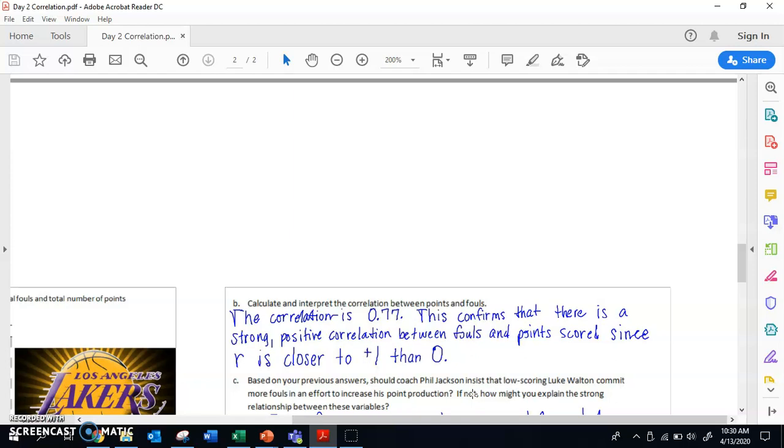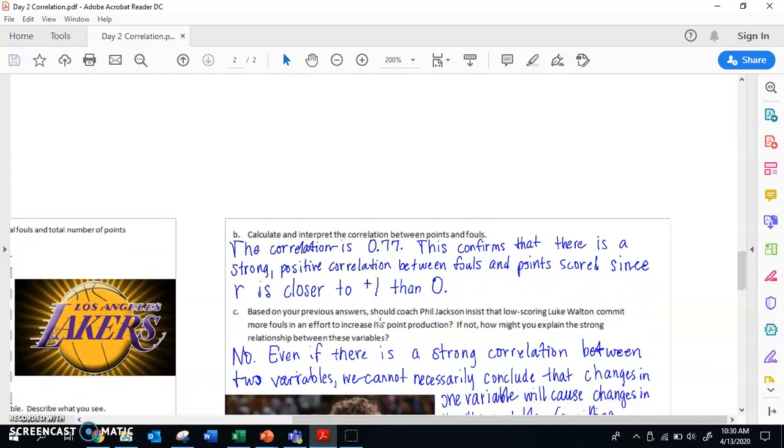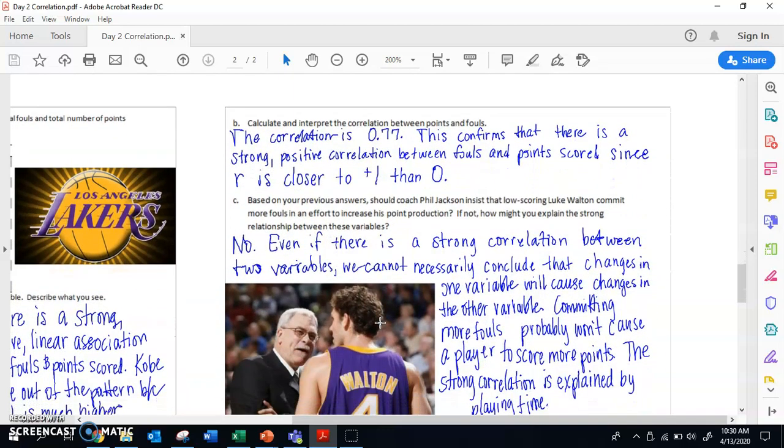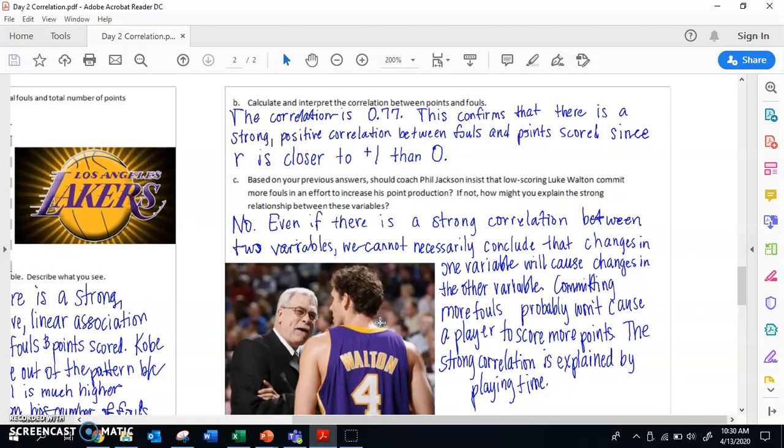But what is the reasoning behind this strong correlation? Is the reason that people are scoring more because they foul more? No, the reason is more likely because of time. So if we look at our answer here, so no, even if there is a strong correlation between two variables, we cannot necessarily conclude that changes in one variable will cause changes in the other. Committing more fouls probably won't cause a player to score more points. The strong correlation is explained by playing time.